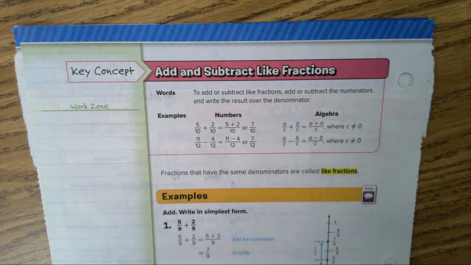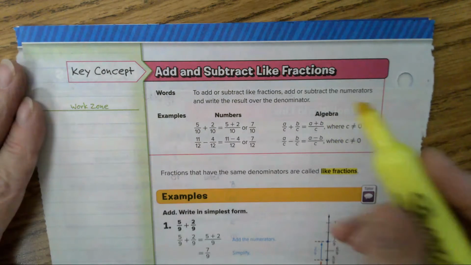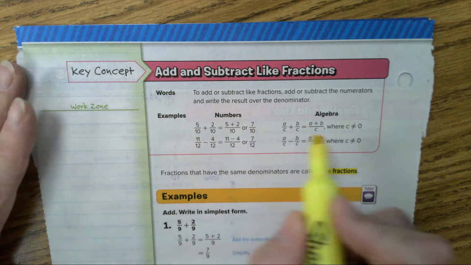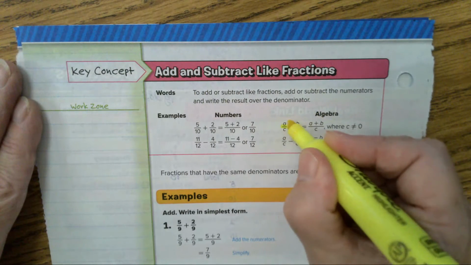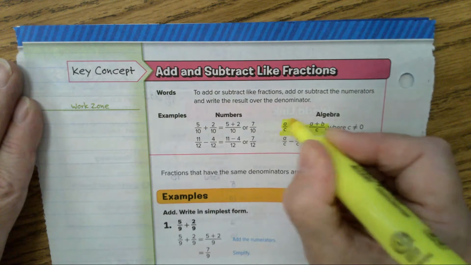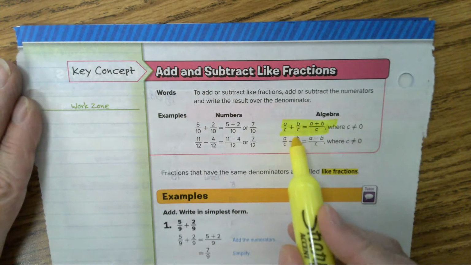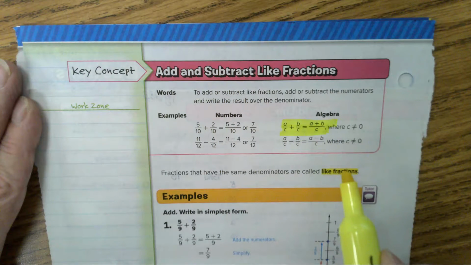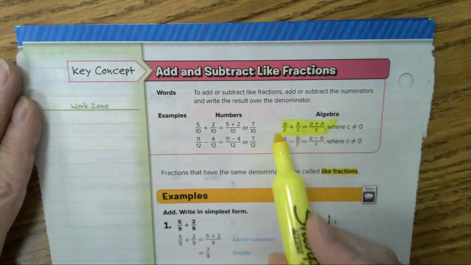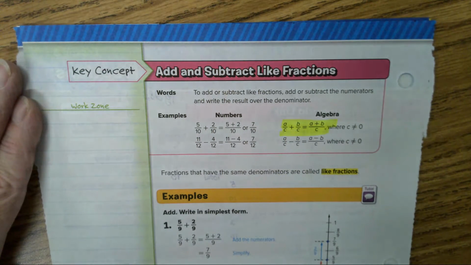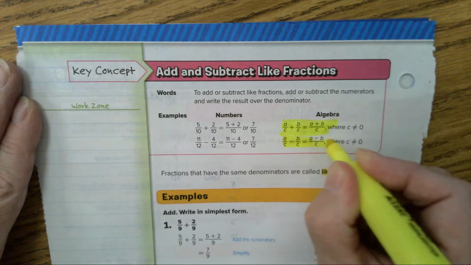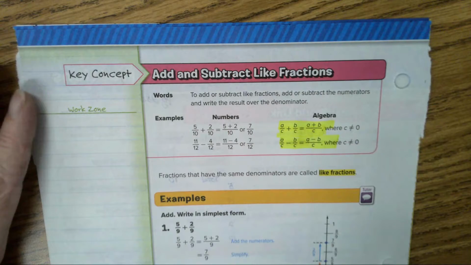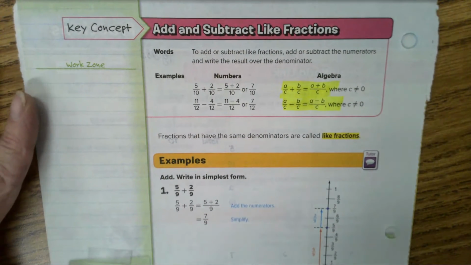Now, you're going to see this algebra component in your Math 7 books, and I want you to start looking at it. This says the same thing as this, but instead of numbers, they use variables. Now notice how when they do this, the variable c is on the bottom. A/C plus B/C equals A plus B over C. Now they could have had an x on the bottom, but the variable on the bottom, the denominator, has to be the same in order for this to be true. And here we have it again. A/C minus B/C equals A minus B over C. Now, fractions that have the same denominator are called like fractions.